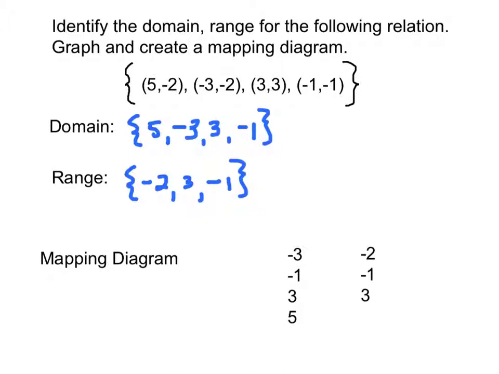In asking me to create the mapping diagram, I'm going to lay out my domain numbers in a vertical column. I'm going to lay out my range numbers in a vertical column, and then create the mapping diagram. The -3 is mapped onto the -2. The -1 is mapped onto the -1. The 3 is mapped onto the 3, and the 5 is mapped onto the -2. I'm simply drawing a line mapping the domain element to the appropriate range element.